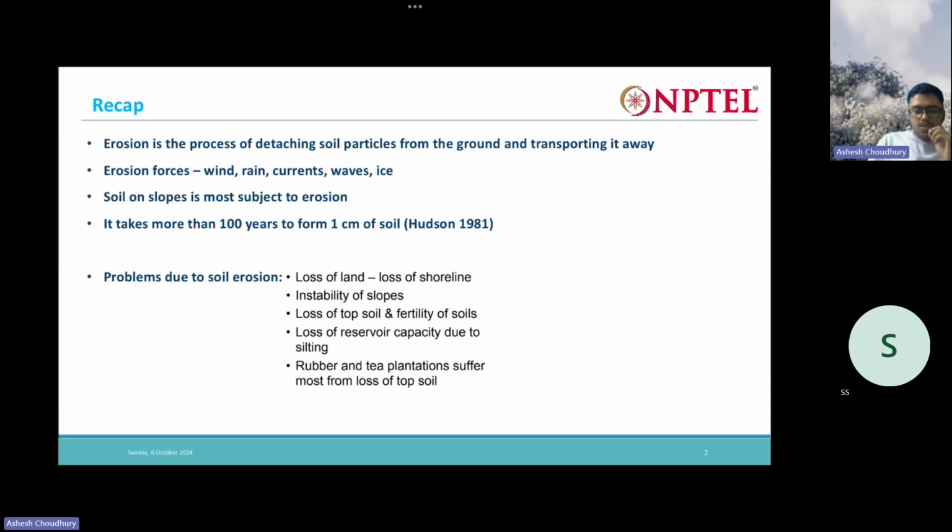The rubber and tea plantations suffer most from loss of topsoil, because for good growth of rubber and tea plantations, they need this topsoil. So this is a big problem. If the topsoil is lost, then you cannot grow good quality rubber and tea.